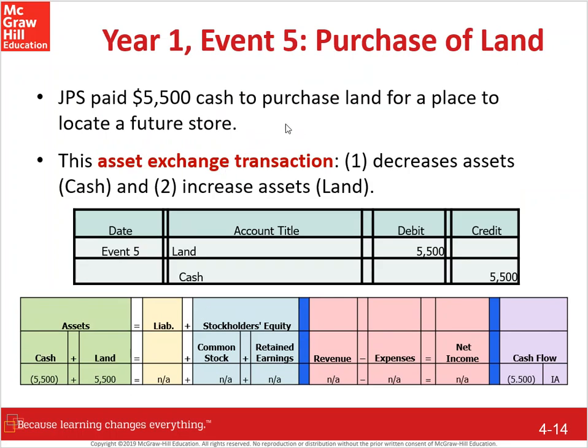Next, number 5, JPS paid $5,500 cash to purchase land for a place to locate a future store. All right, so we've got an asset exchange, right? We're using cash to buy land. So land goes up with the debit, while cash goes down with the credit. And we see that here under assets, cash going down, land going up. So an asset exchange. And then our cash flow type is investing activities. We're putting our money into a long-term asset.